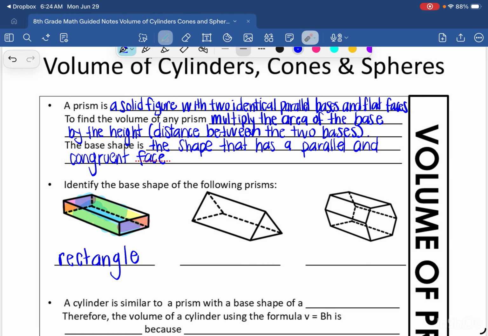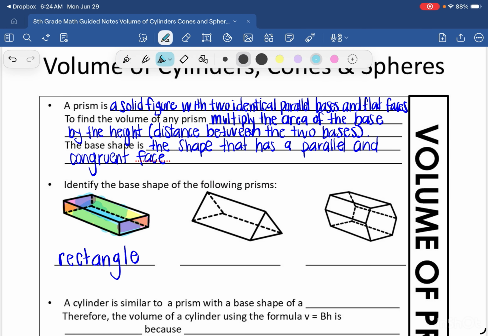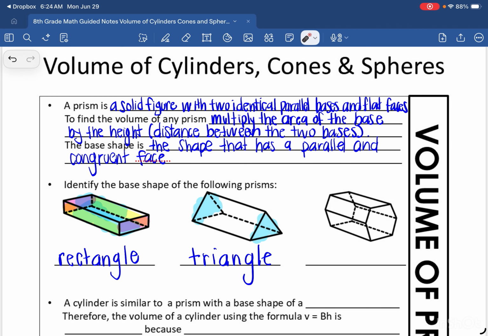If we're looking at this shape here in the middle, the two faces that are both parallel and congruent are these triangles. And lastly, this shape right here, the two parallel and congruent faces are these shapes right here, and those are hexagons.